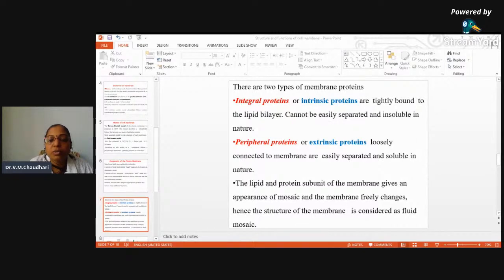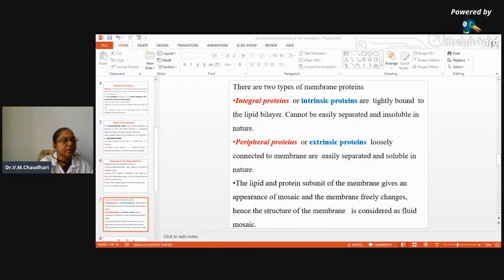If you want to see again, you can refer to your SYBSc notes also. But for SYBSc level, we don't go too much in depth. Only superficially we have to write about the structure and functions of the cell membrane. Why do we have to study the cell membrane again? Because it is related to the transport of nutrients. Nutrient transport is associated with the structure of the cell membrane.